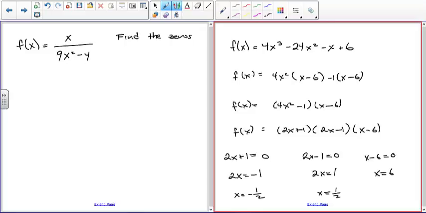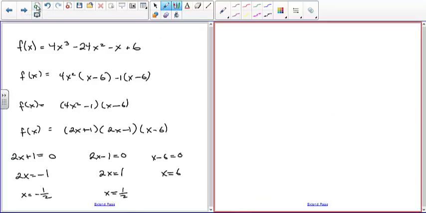So those are the x-intercepts. And then you can find the y-intercept by setting x equal to 0. So you say f of 0 equals 0 plus 0 plus 0 plus 6. So that's your y-intercept.